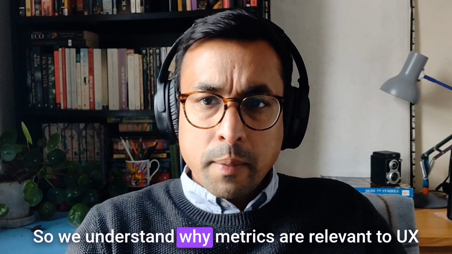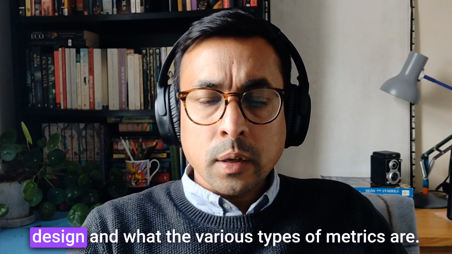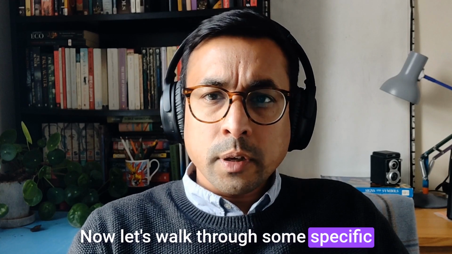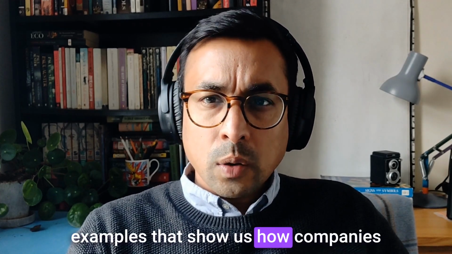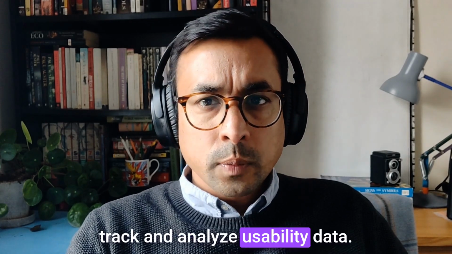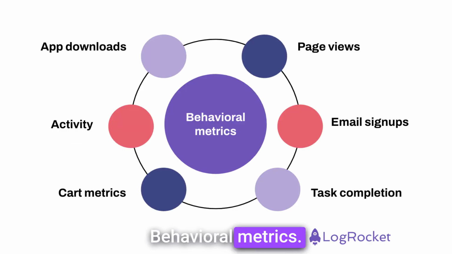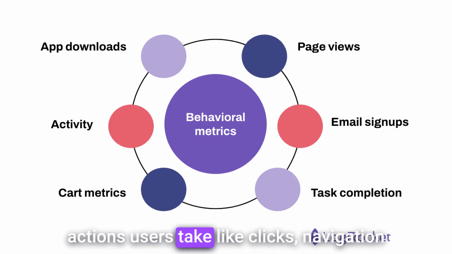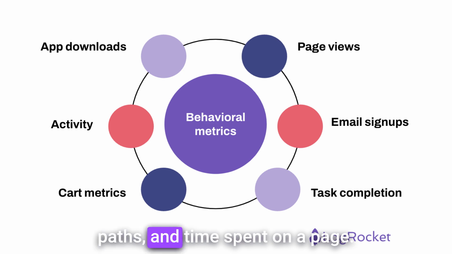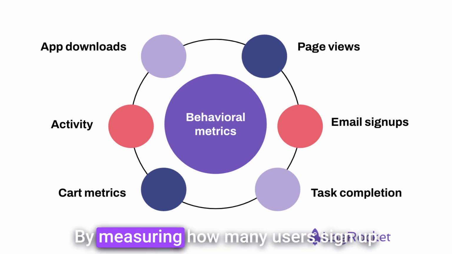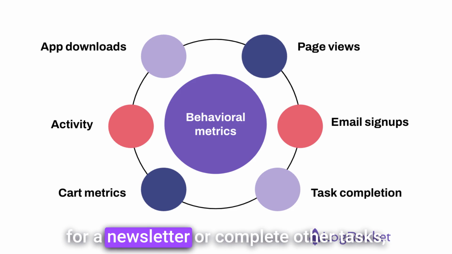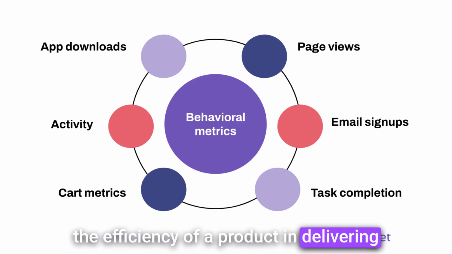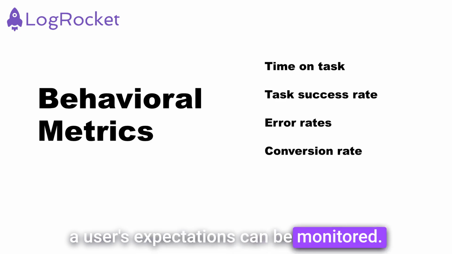So we understand why metrics are relevant to UX design and what the various types of metrics are. Now let's walk through some specific examples that show us how companies track and analyze usability data. Behavioral metrics. Behavioral metrics focus on the specific actions users take, like clicks, navigation paths, and time spent on a page. By measuring how many users sign up for a newsletter or complete other tasks, the efficiency of a product in delivering a user's expectations can be monitored.